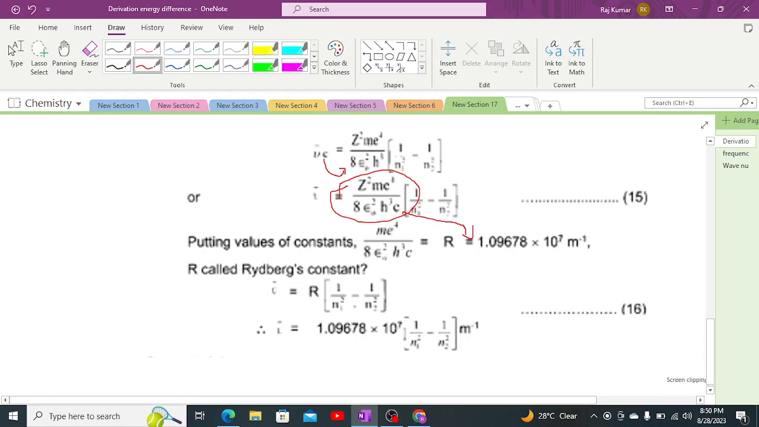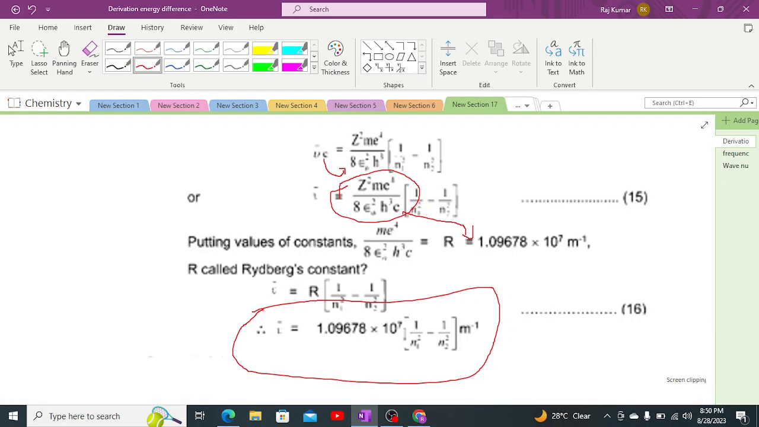Now we put the value here, due to which the equation ultimately becomes wave number equals R times 1 upon n1 square minus 1 upon n2 square, or we can also put the value directly: 1.09678 into 10 power 7 times 1 upon n1 square minus 1 upon n2 square. That is of course per meter, because we are calculating the wave number.